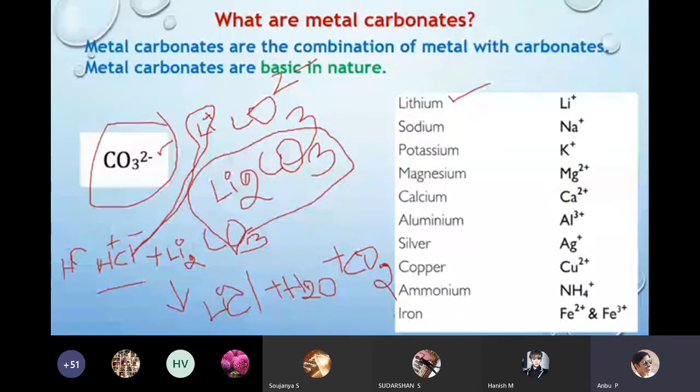Hope you understood about the metal carbonate and how to write the equations when acids react with the metal carbonate. If any of you have a question, please raise it here. Does anybody have a question regarding how to write the equations or the formula for metal carbonates? Hello? No, master. Okay, shall we continue to the next reaction?